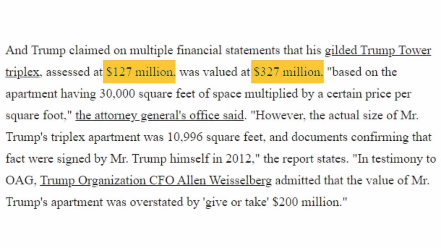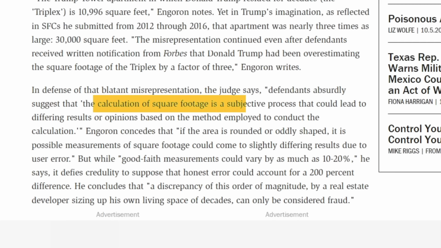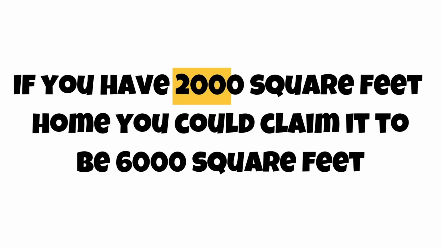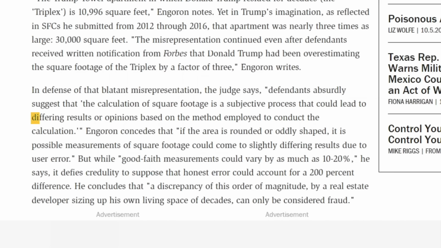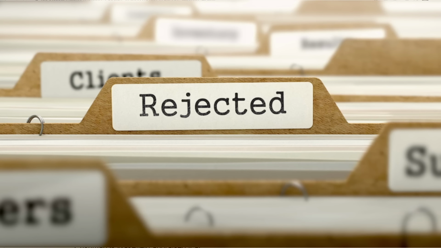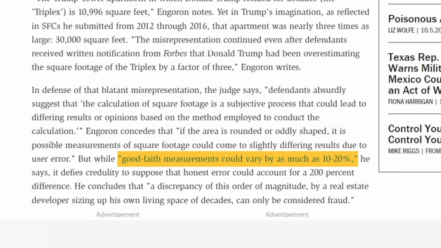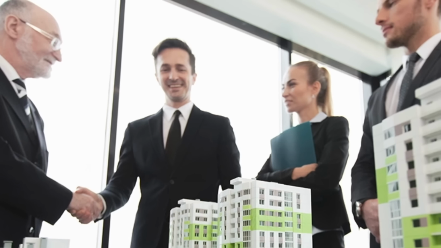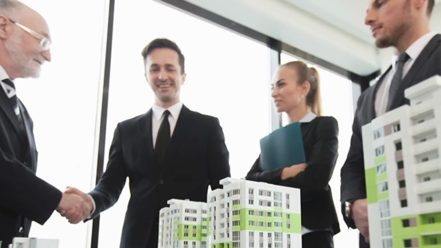Now, the defendants' reason for the discrepancy in square footage is that they say the calculation for square footage is subjective and can vary by as much as triple the amount. So if you have a 2,000 square foot home, you could claim it was 6,000 square feet. It all depends on how you're looking at the property. Now, the judge rejected that argument, saying that measurements can vary between 10 and 20%, which is common, but not triple the amount of space. And that discrepancy would be considered fraud with someone who is in the business of real estate, because Donald Trump and the Trump organization are real estate developers.